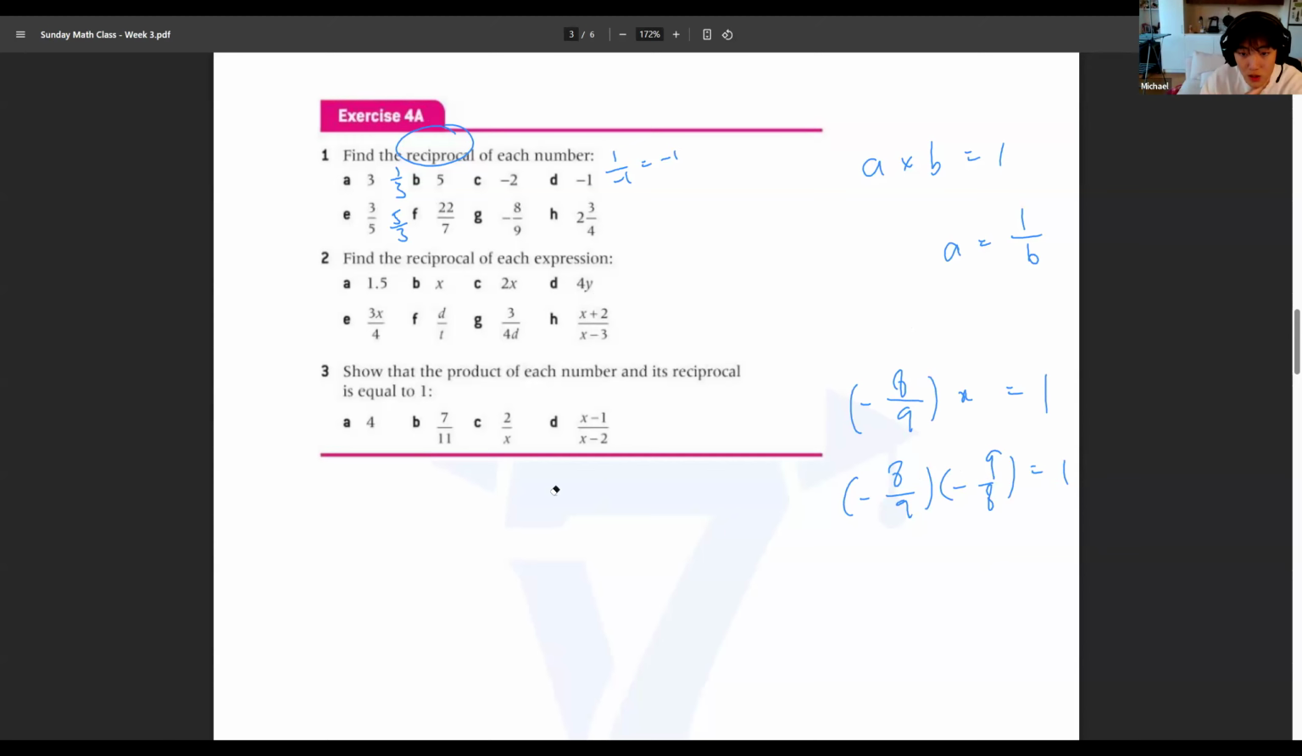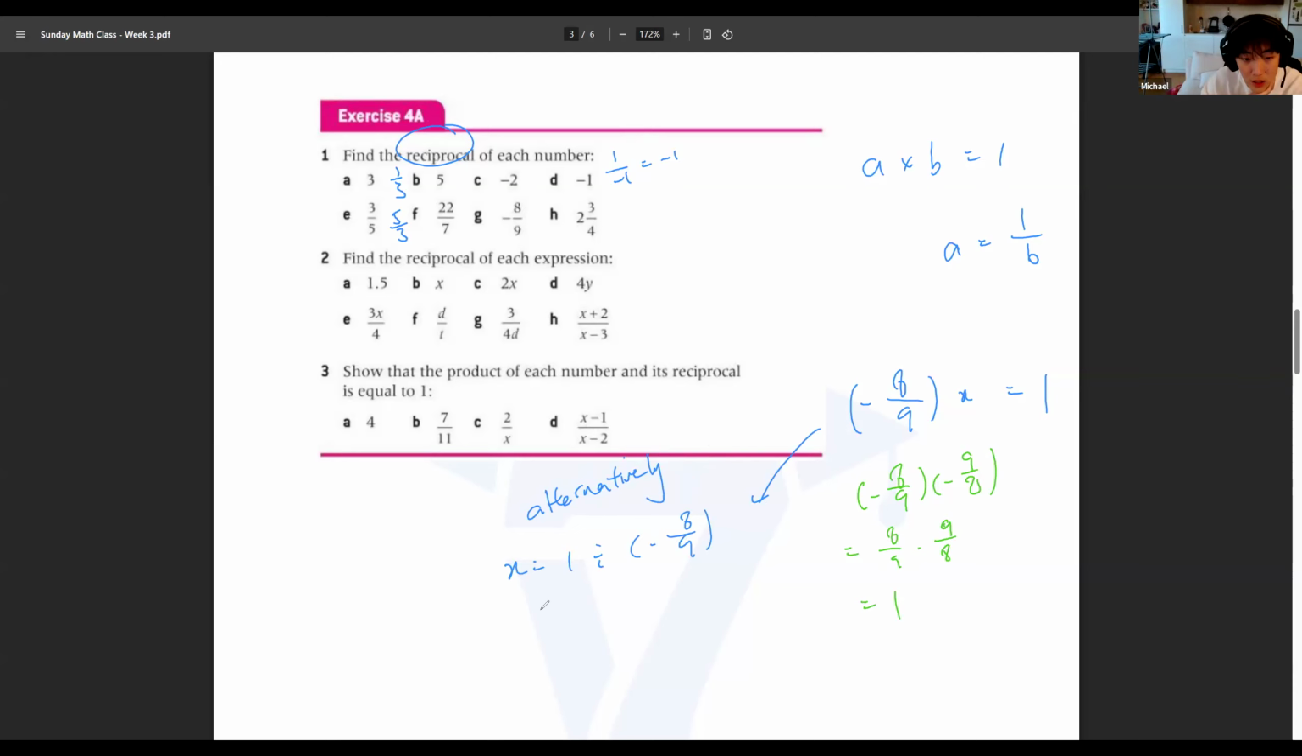So when you actually do it, it becomes something like this. The negative sign first cancels out. You get 8 over 9 times 9 over 8, and that equals 1. And another way of doing it is this, right? Alternatively, we can do x equals 1 divided by negative 8 over 9. Yes?